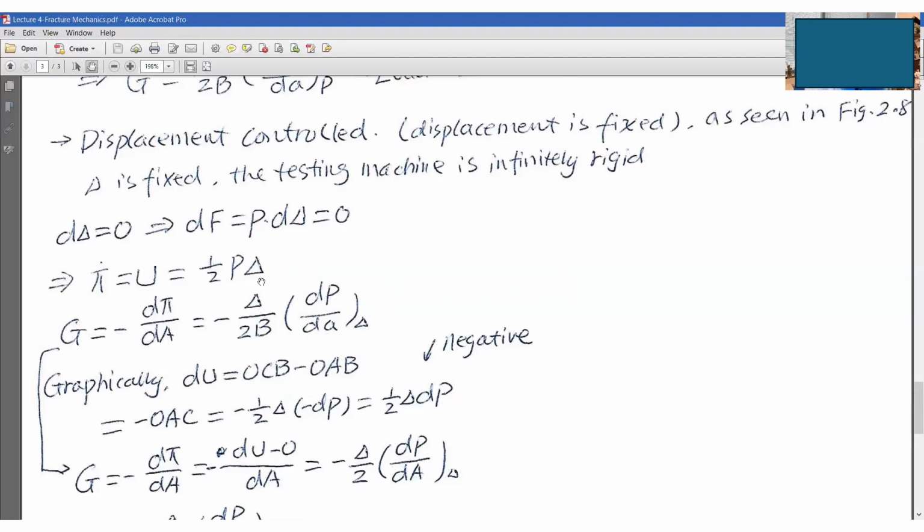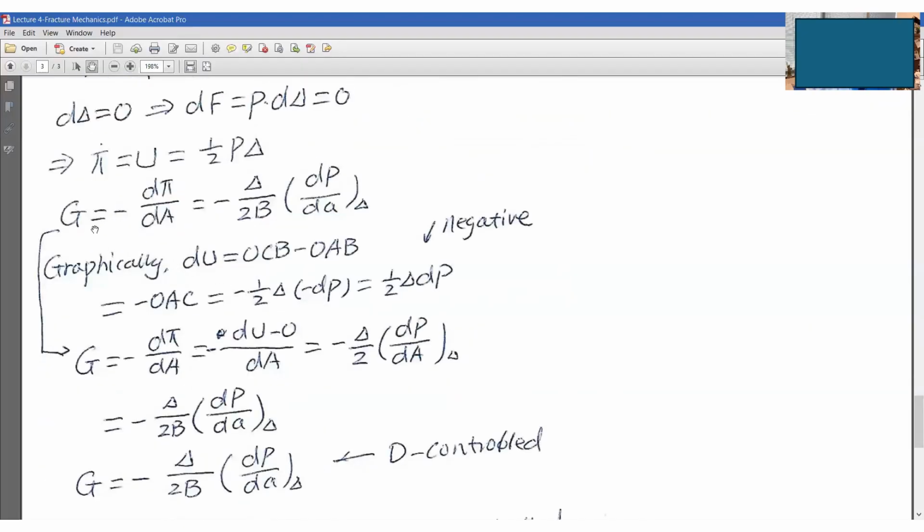Right? Then this G equals negative dπ/dA, right? Because A equals 2AB, so this one is 2AB, how we get here. So dπ, we just plug in and substitute to half PV here. Right?